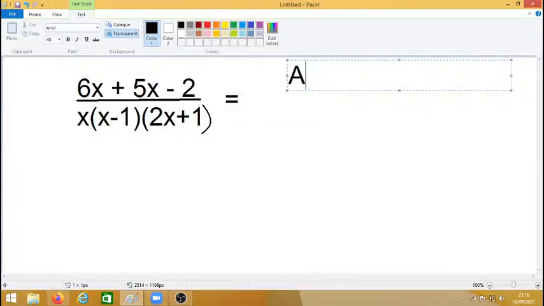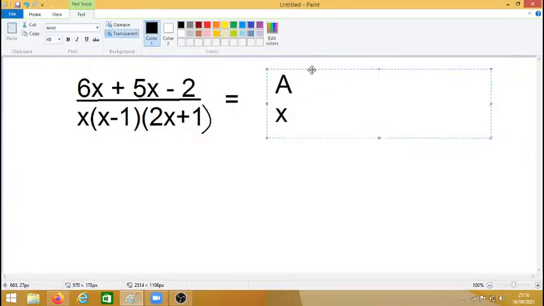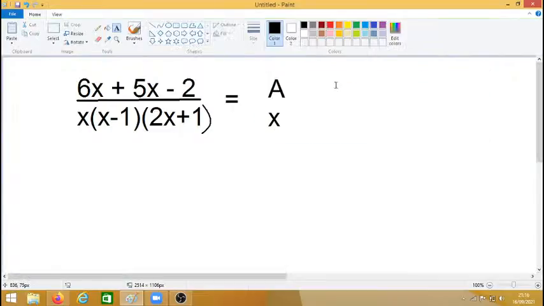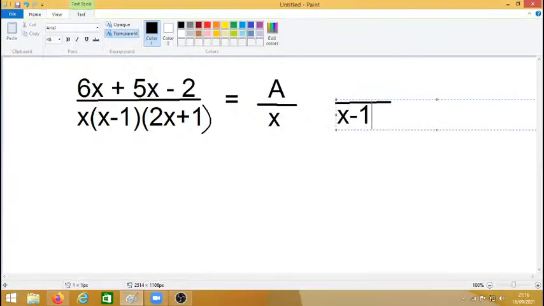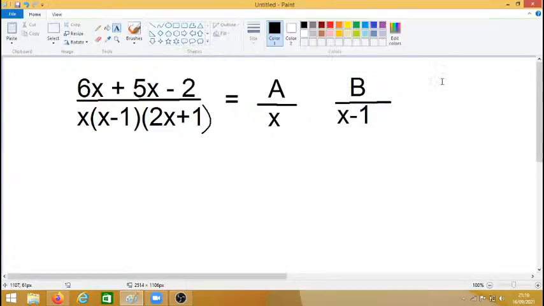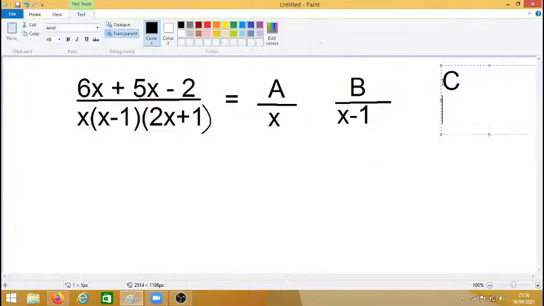On the top I don't know what I'll have, so I'll just put a. On the bottom of the first fraction, I'm going to have my x from my first factor. Then I'll have a second fraction. On the bottom, I know I've got x minus 1. But on the top, I don't know what I'll have, so I'll just put b. And then the third fraction, don't know what I'll have at the top, but at the bottom, I'm going to have the 2x plus 1.